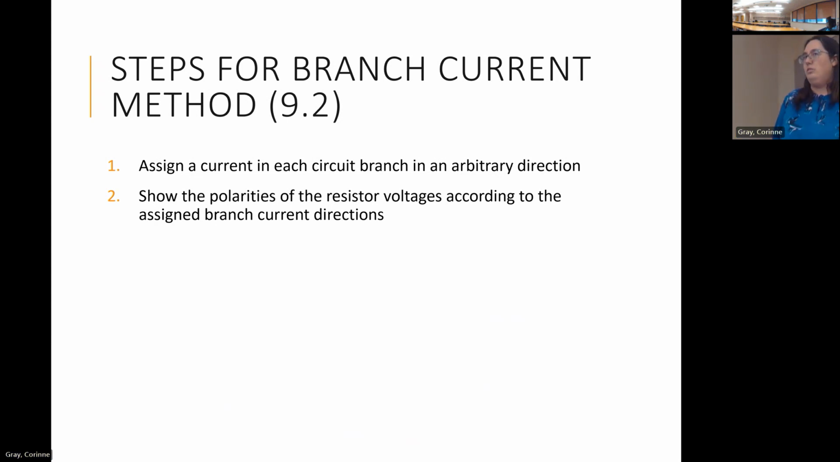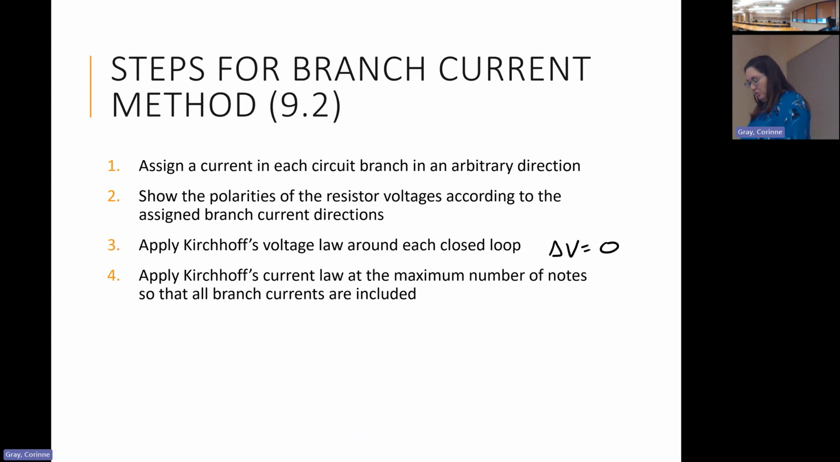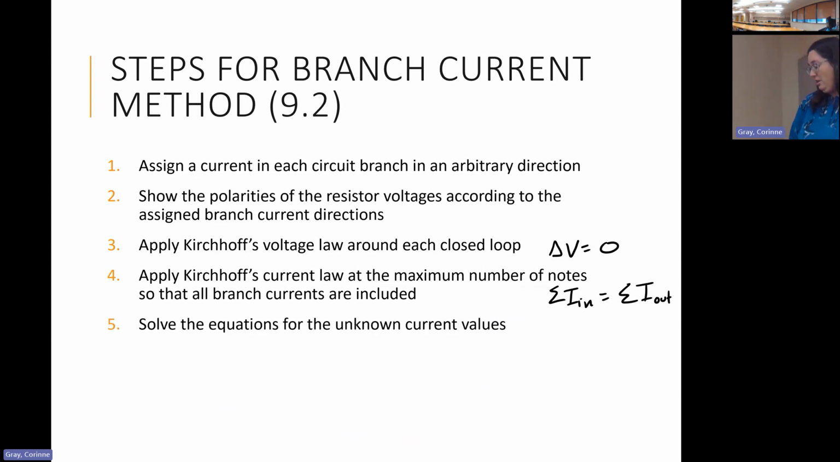So for resistors, we have the current typically going from positive to negative. By Kirchhoff's voltage law, delta V equals 0. By Kirchhoff's current law, current in equals current out. And with this, we would typically have a system of equations that we would need to go through and solve.